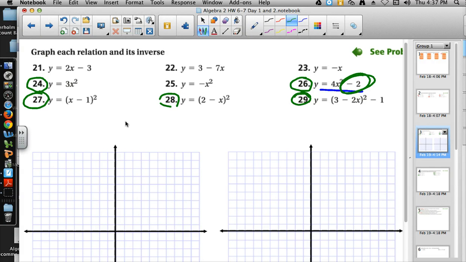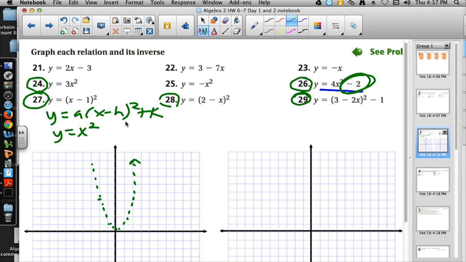So in number 27, we think, hey, this is that whole y equals a times (x minus h) squared plus k, and it is. And in this case, our parent function is just going to be y equals x squared. So that is our (-2, 4), (-1, 1), (0, 0), (1, 1), and (2, 4). So there's the shape of the graph. And then all I have to do to get it graphed is move it appropriately.